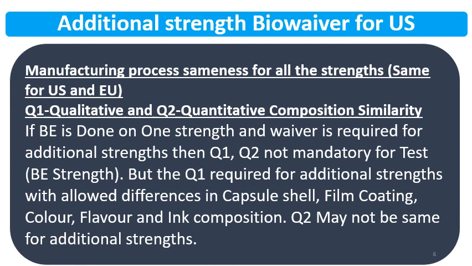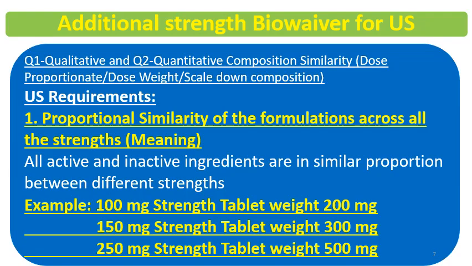Film coating and color, flavor, ink composition may be different. Then Q1 qualitative and Q2 quantitative composition similarity. It is also known as dose proportionate formula, dose weight formula, or scale down scale up composition. Now the US requirements will study.